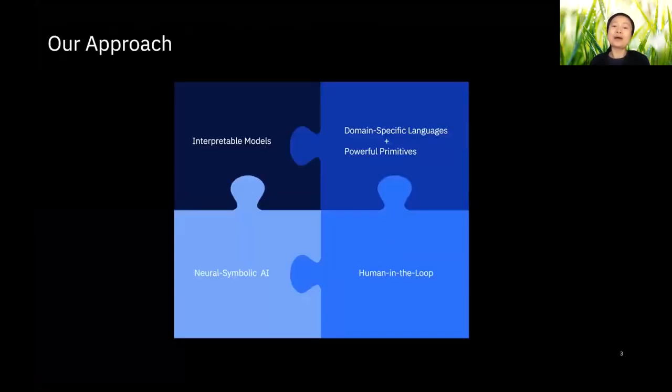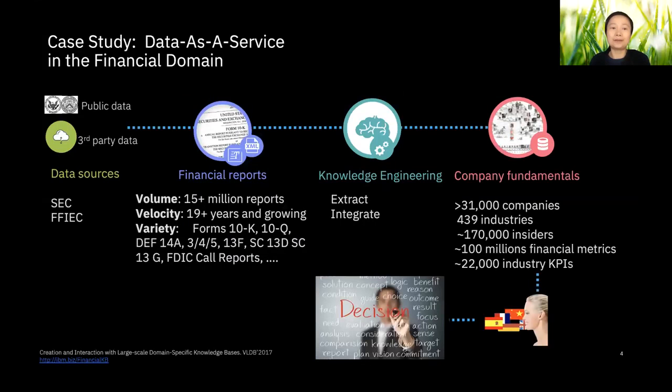The general approach we're taking is that for the main problem we're trying to address, we define something specific for that domain. We call it a domain-specific language for a particular task, which provides very powerful primitives through very powerful machine learning algorithms and so on. Then we leverage neurosymbolic AI with human in the loop to build interpretable models with a variety of explainability. This is the general approach we are taking.